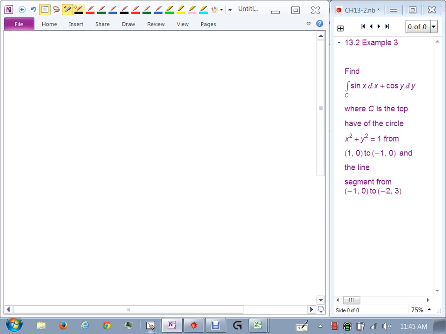Probably should have been doing this all semester. I will write down what I need, though. I need line integral over C of sine x dx plus line integral over C of cosine y dy. So I'm going to do those two things. However, what's C? Let's take a look at C.